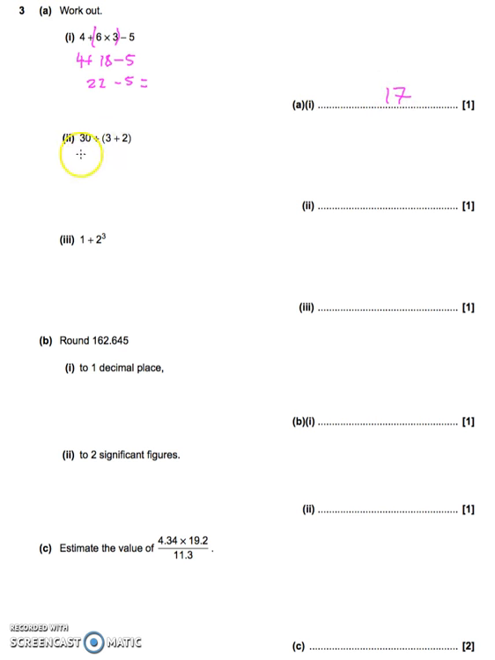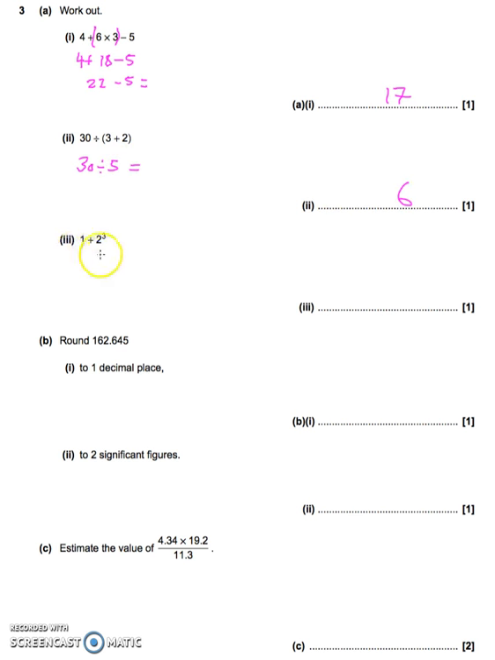Part 2, we are asked to work this one out. So 30 divided by (3 plus 2). So again, same reasoning here. You've got to do your order of operations. You've got to do 30 divided by whatever this is, because brackets comes before anything else. So 30 divided by 5, and 30 divided by 5 is 6. There's your answer, nice and simple.